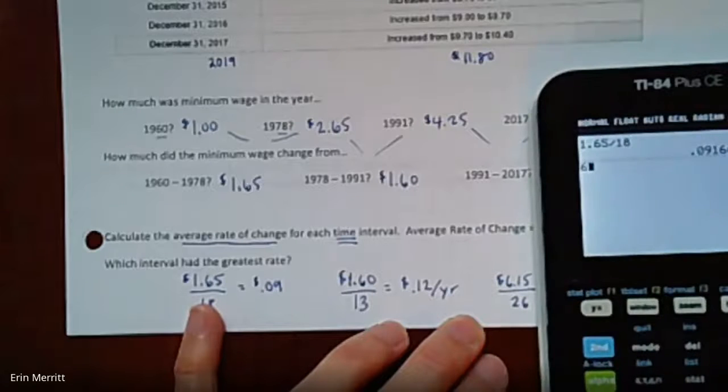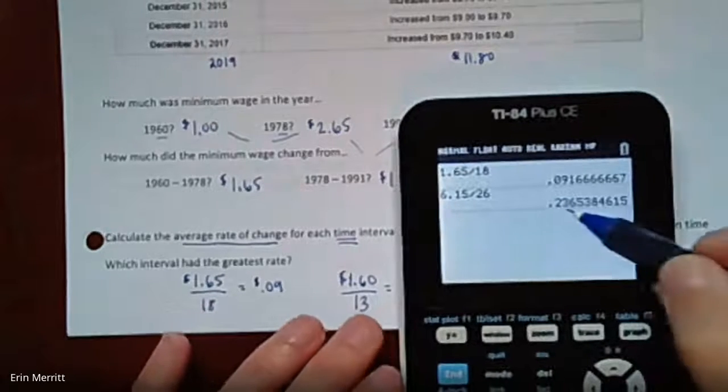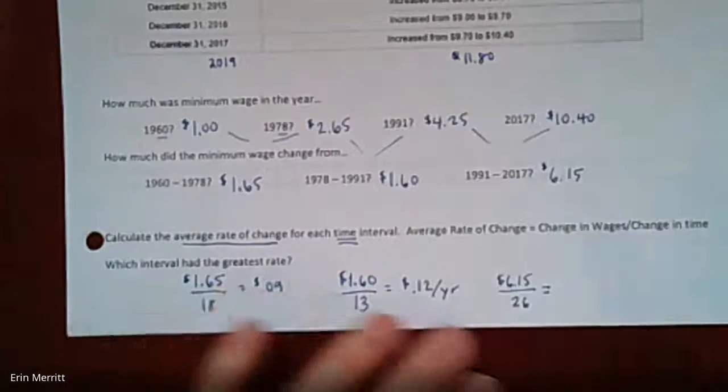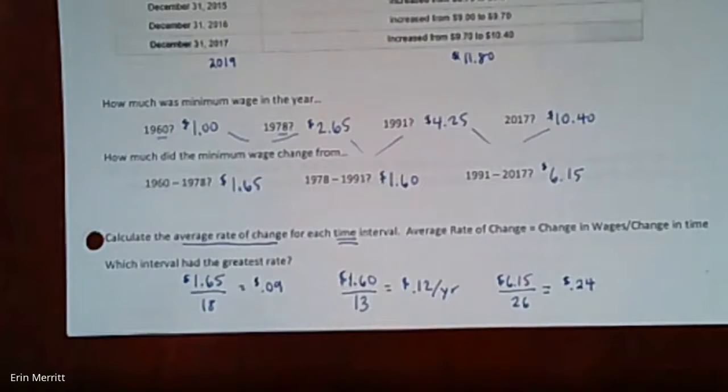But if we take 6.15 and divide it by that 26 years, it's still going to be the biggest rate. It's about 24 cents a year. So almost an extra quarter per year, right?